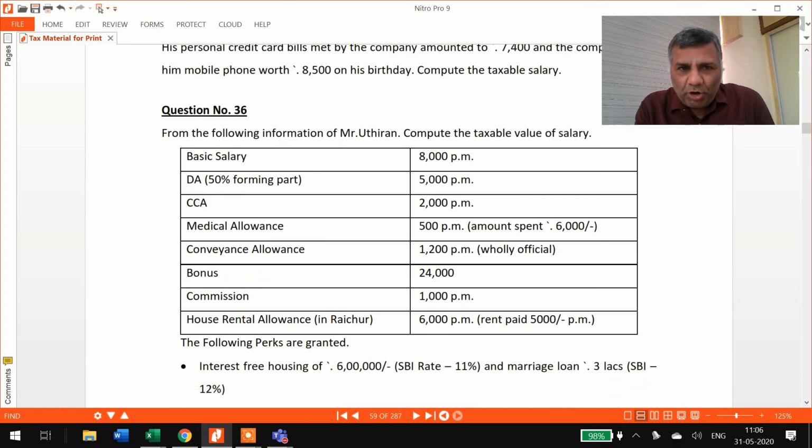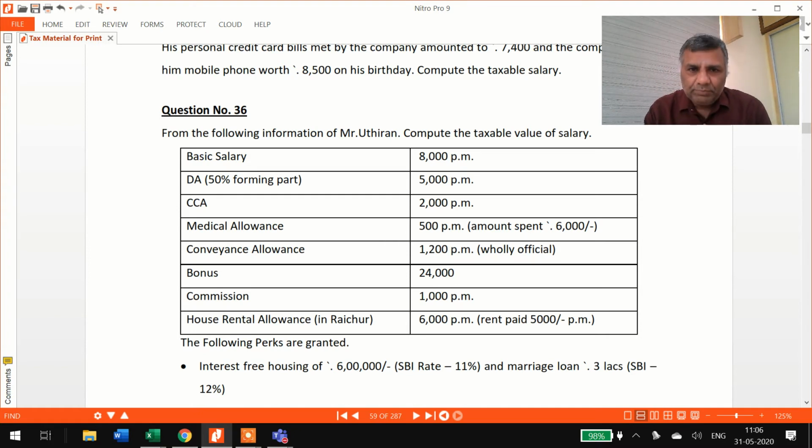From the following information of Mr. Uttiran, compute his taxable salary. Basic salary; DA 5,000 per month, 50% forms part. That is how you have to read it.